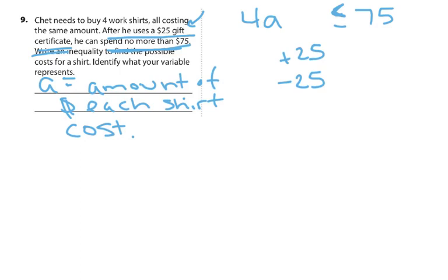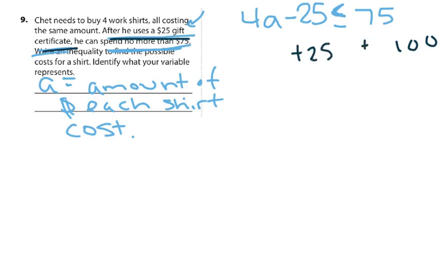And here it is. It is a subtract 25 in here. And the best way that I can think to explain it is to say that this happens after he uses a $25 gift certificate. He can spend no more than 75. So before the gift certificate, he could spend 100. Don't you agree? He could spend 100 over here, like with the gift certificate. And in order to undo that, don't you have to add 25 to both sides? That's how my brain works.